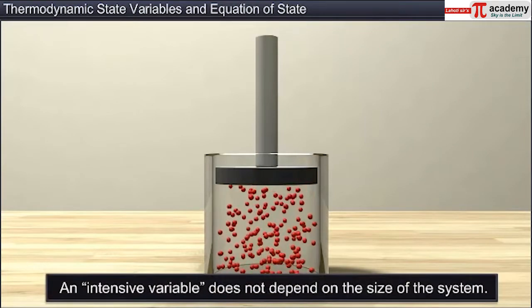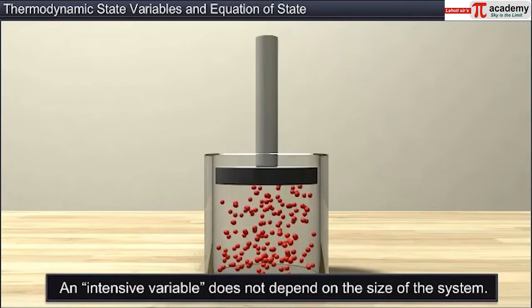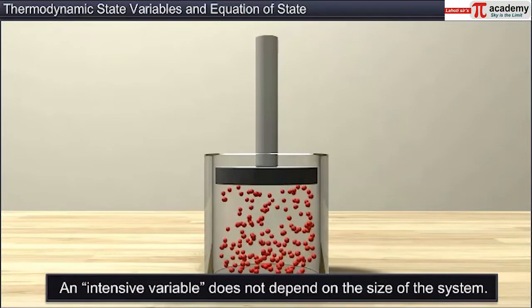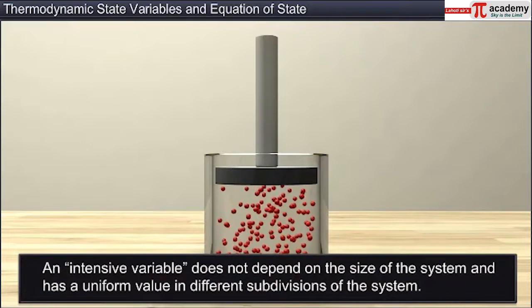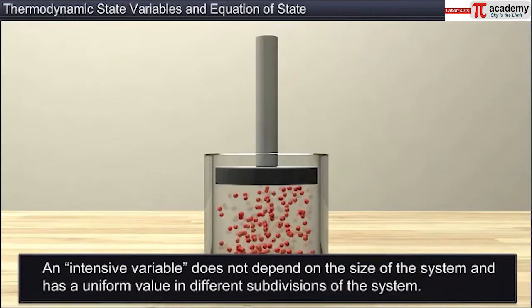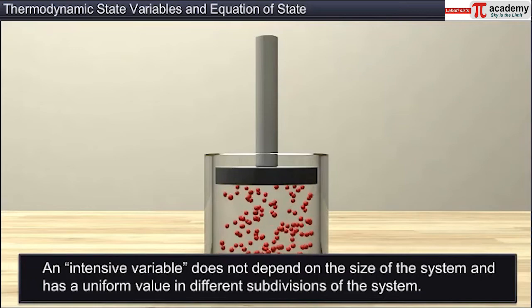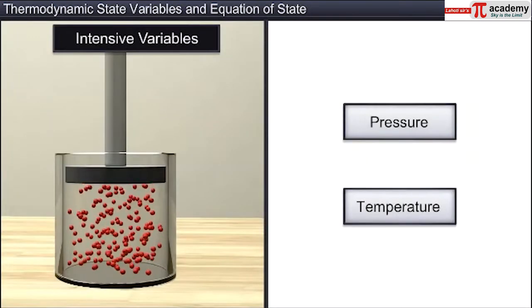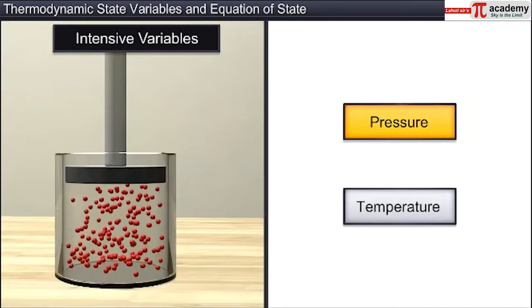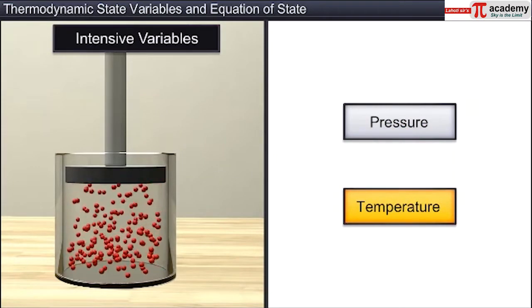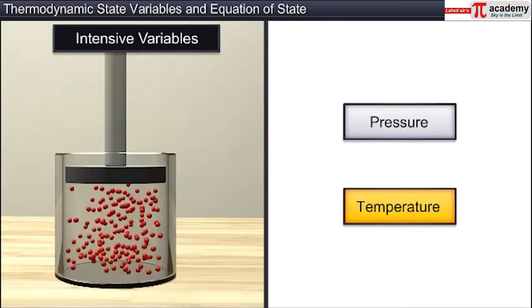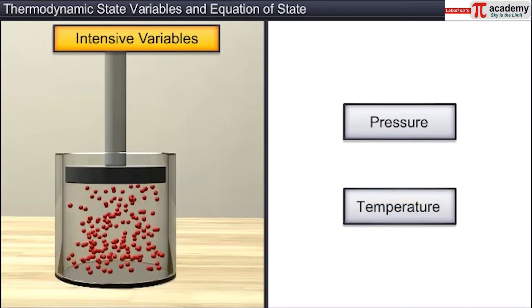For example, the volume of a system depends on its size, and hence it is an extensive variable. Mass and internal energy are other examples of extensive variables. On the other hand, an intensive variable does not depend on the size of the system and has a uniform value in different subdivisions of the system. The pressure and temperature of the gas do not depend on the size of the system, and hence they are intensive variables.